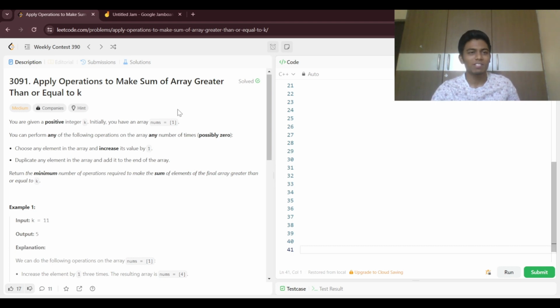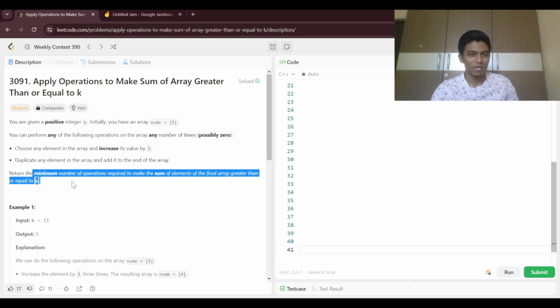So today we are going to be discussing the second question, which is a weekly contest question: apply the operations to make the sum of array greater than or equal to k. We are given a positive integer k, and initially you have an array nums equal to [1], and then we can choose any of the following operations on the array any number of times, possibly 0. Return the minimum number of operations required to make the sum of the elements of the final array greater than or equal to k.